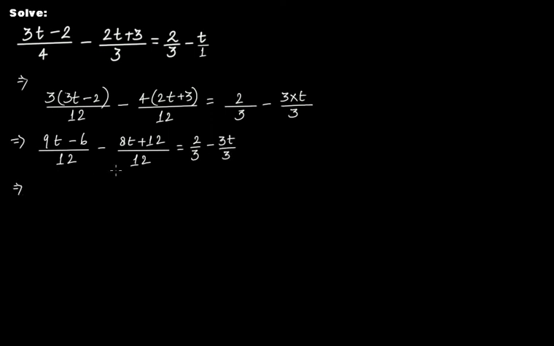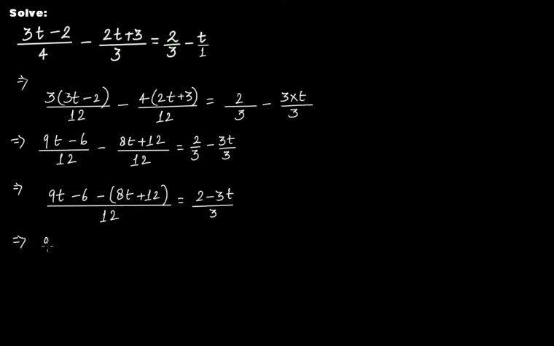The LCM will be 12. We have to subtract this one. So this is 9t minus 6 minus 8t plus 12, right? Always put it inside the bracket because here you have an expression which contains addition. So always put it within the bracket because you have a minus sign here. This is 2 minus 3t by 3.